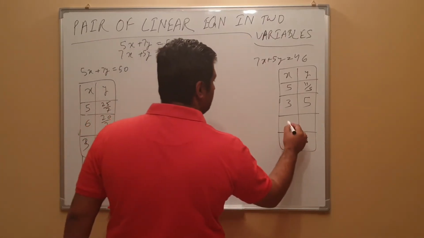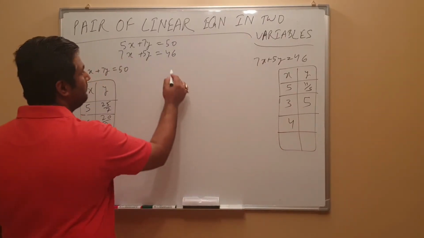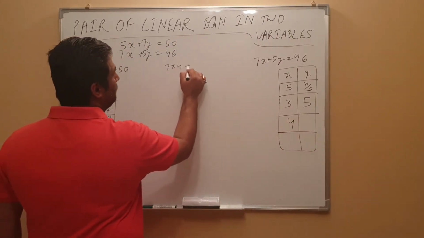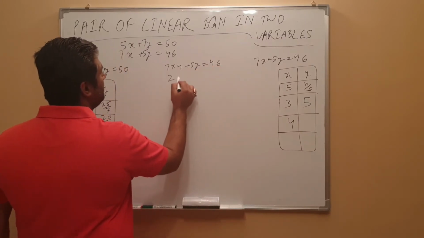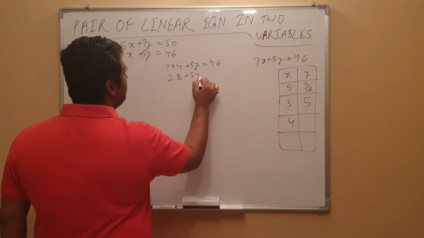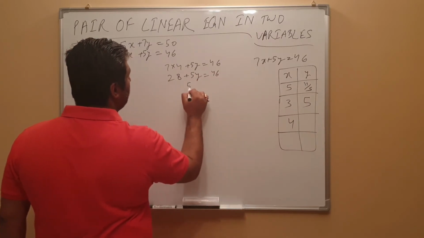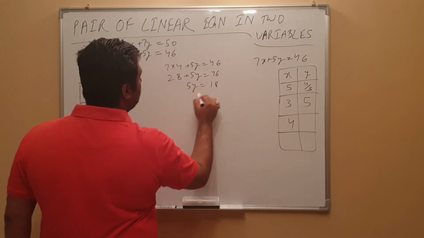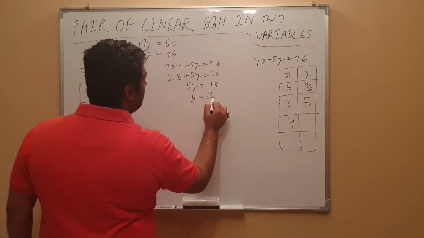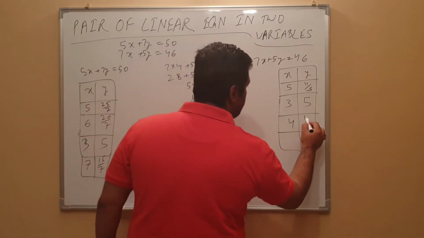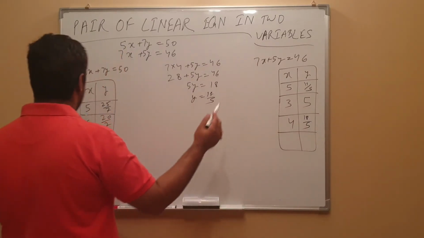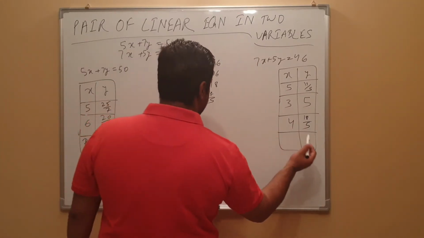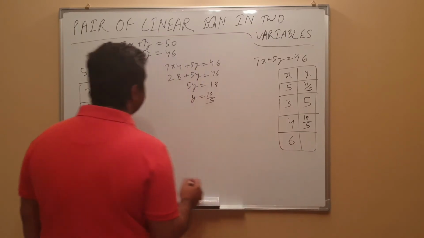Let's put x is equals to 4 also. So 7 times 4 plus 5y equals to 46. 7 times 4 is 28 plus 5y equals to 46. So 5y is equals to 18. So y is equals to 18 over 5. So 18 over 5.